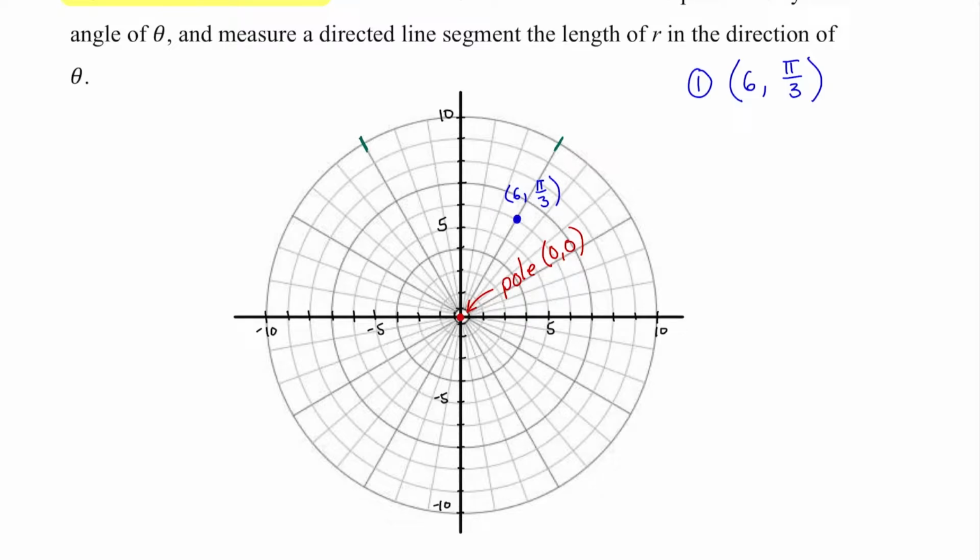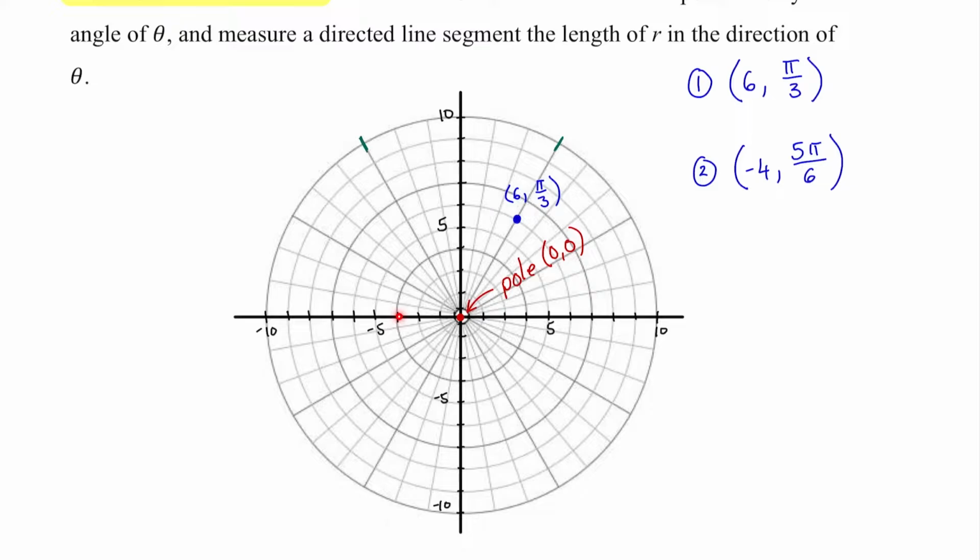Let's try another example. Let's plot the point -4, 5 pi over 6. My r is -4. That means from the pole, I move to the left 4 units. From here, I move 1, 2, 3, 4 to the left. This is -4, and I will rotate it 5 pi over 6. Remember, when your angle is positive, you are rotating in the counterclockwise direction. So from here, I will rotate 5 pi over 6 in this direction.